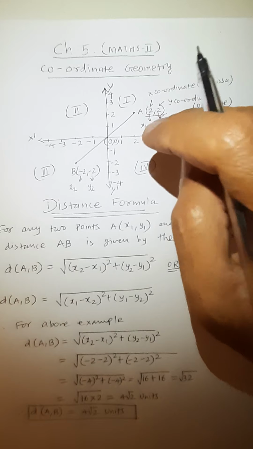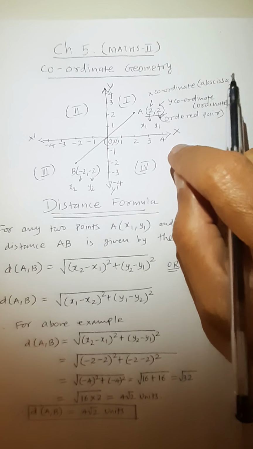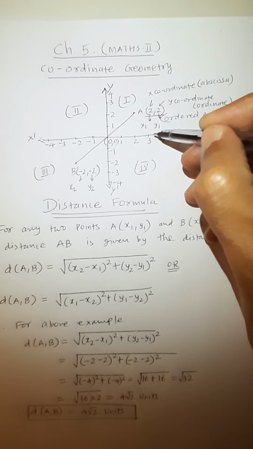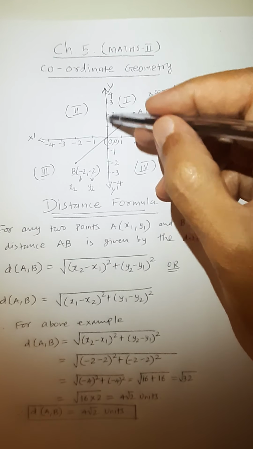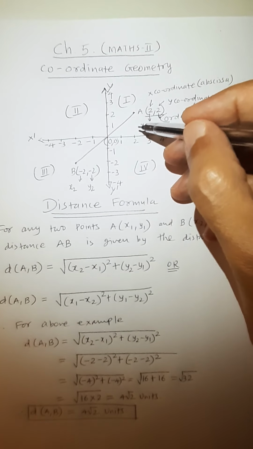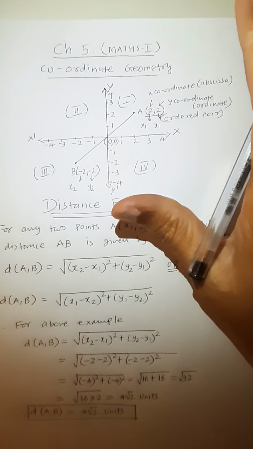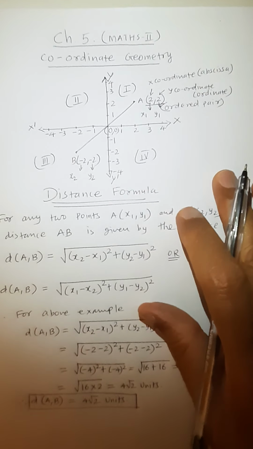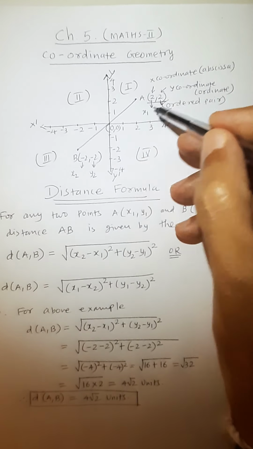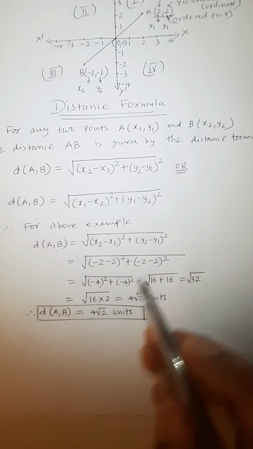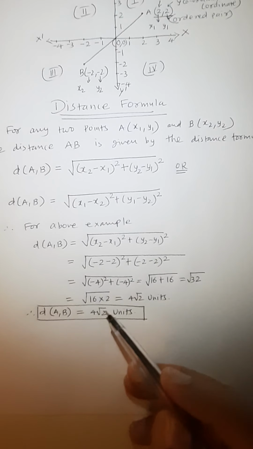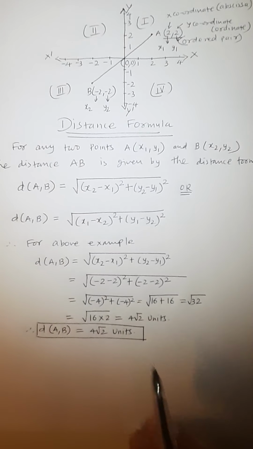Coordinate geometry chapter is very simple, but you need to understand. Now you take 2 points A and B anywhere. The 2 points can be on the x-axis, the 2 points can be on the y-axis, or 1 point can be on the x-axis and the other point on the y-axis, or the 2 points can be anywhere in the coordinates. We must know the coordinates, the ordered pair of the 2 points, and then we will be able to find the distance between the 2 points. This is the introduction for practice set 5.1.